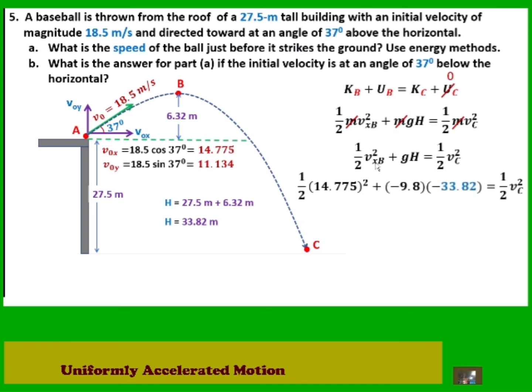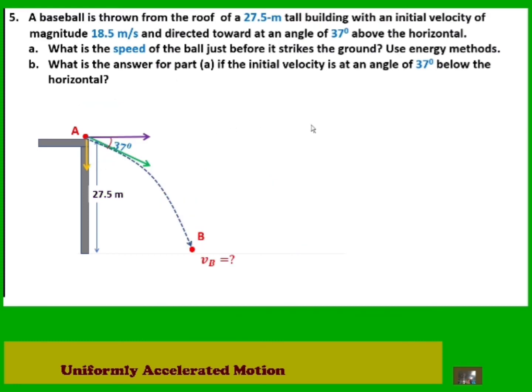Substitute the value. At point B, its x component is equal to 14.775, since the x component of the velocity of a projectile motion is constant. g is negative 9.8, h is negative 33.32 meters. Simplifying, multiply, combine similar terms, solving for v sub C, extracting the square root on both sides. So the velocity of the ball at point C is 29.7 meters per second.